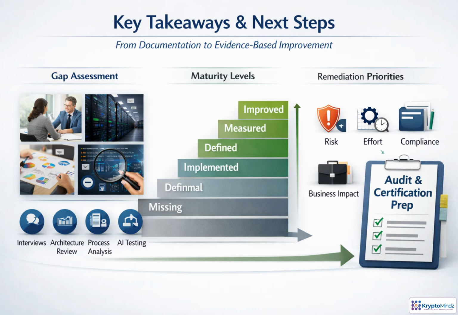Effective ISO/IEC 42001 implementation is not just about producing documents. It is about proving how controls work, where gaps remain, and how mature each practice really is. Use evidence reviews, interviews, architecture and process checks, AI system sampling, and control testing to prioritize remediation by risk, effort, urgency, and business impact. That foundation prepares you for internal audit, management review, and certification readiness.